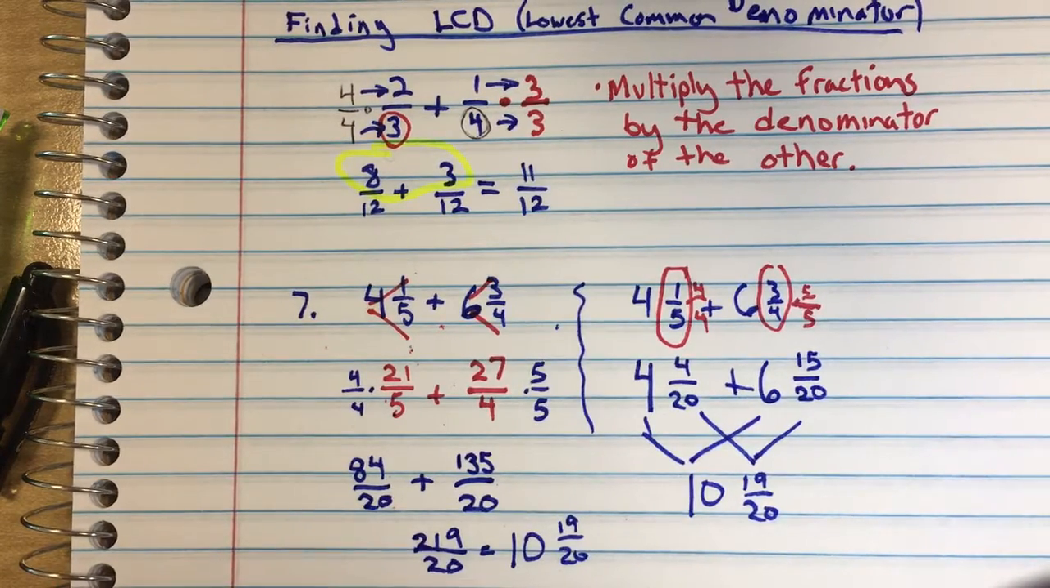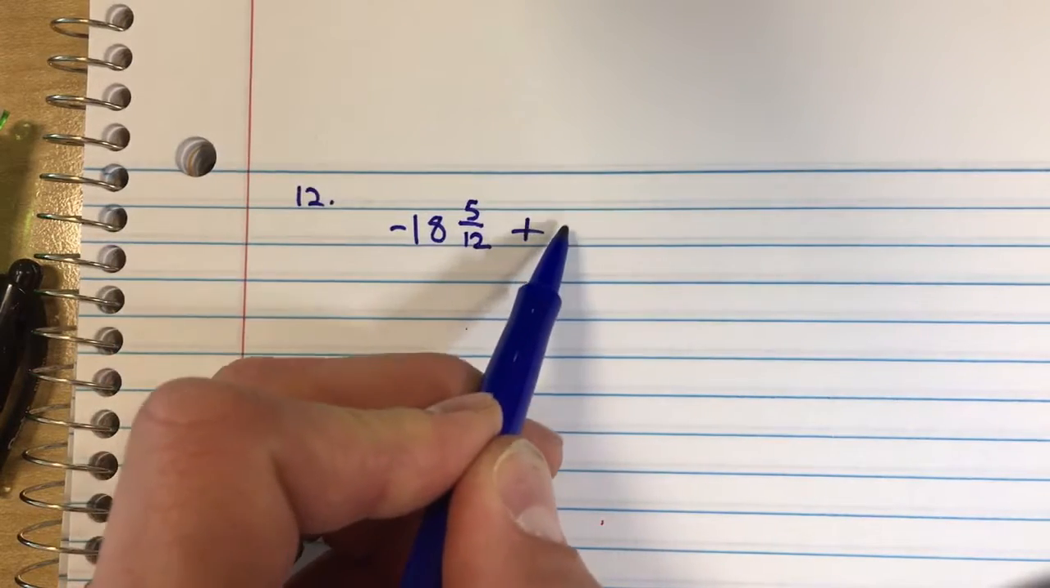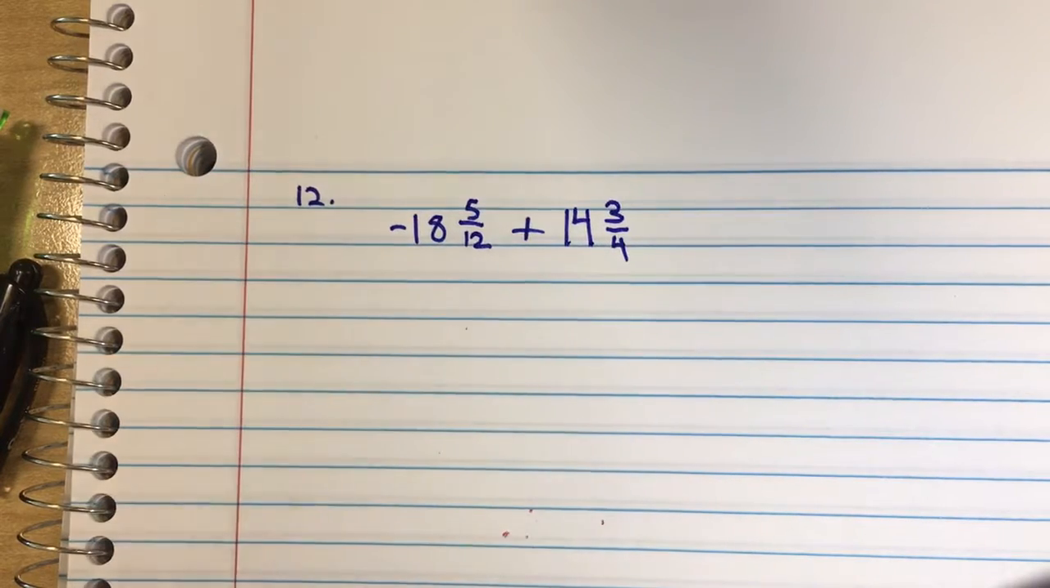So let's go ahead and do one more problem. I'm going to flip my page here so that we can look at this one. So let's do one that is not so nice and easy. This is number, let's go with number 12 from your homework. And when I look at number 12, it looks kind of nasty. It says negative 18 and 5/12 plus 14 and 3/4.